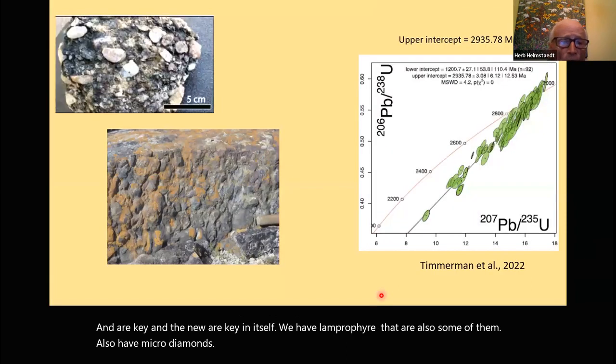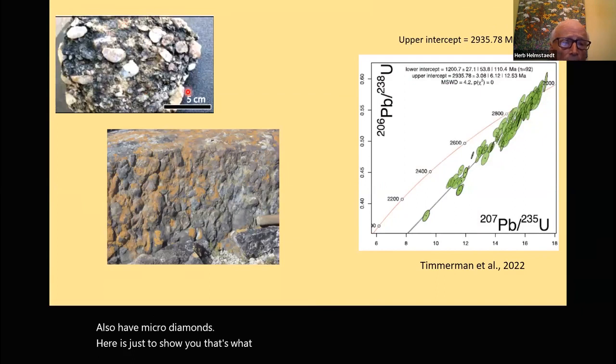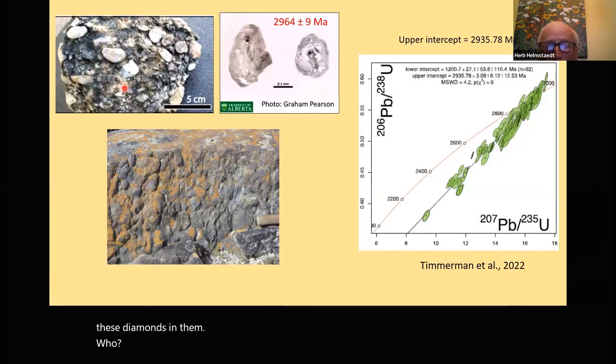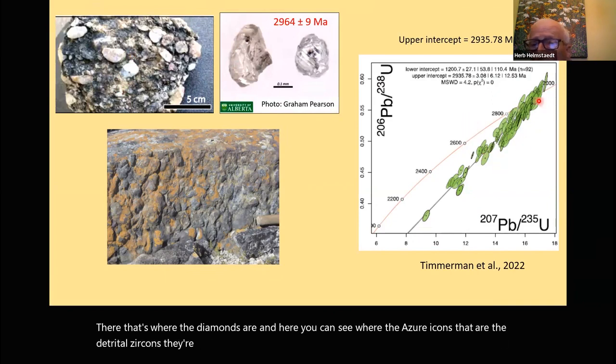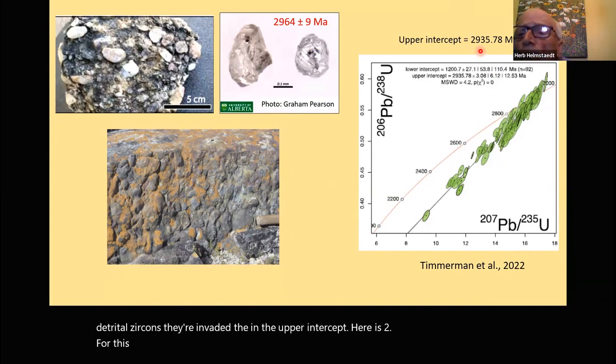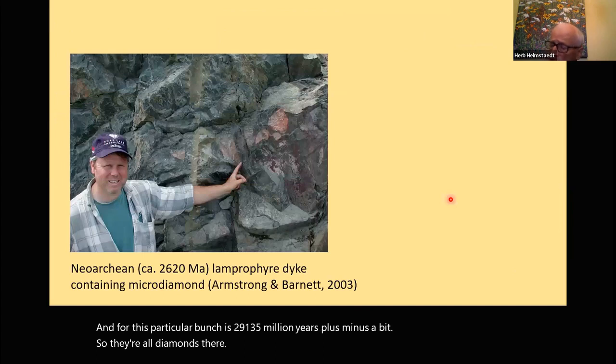Here's just to show you what that quartzite conglomerate looked like in the cover sequence that has these diamonds in them. There, that's where the diamonds are. And here you can see the detrital zircons that are dated. The upper intercept for this particular bunch is 2,935 million years, plus or minus a bit. So they're old diamonds there, predating the Neo-Archean greenstone belts.